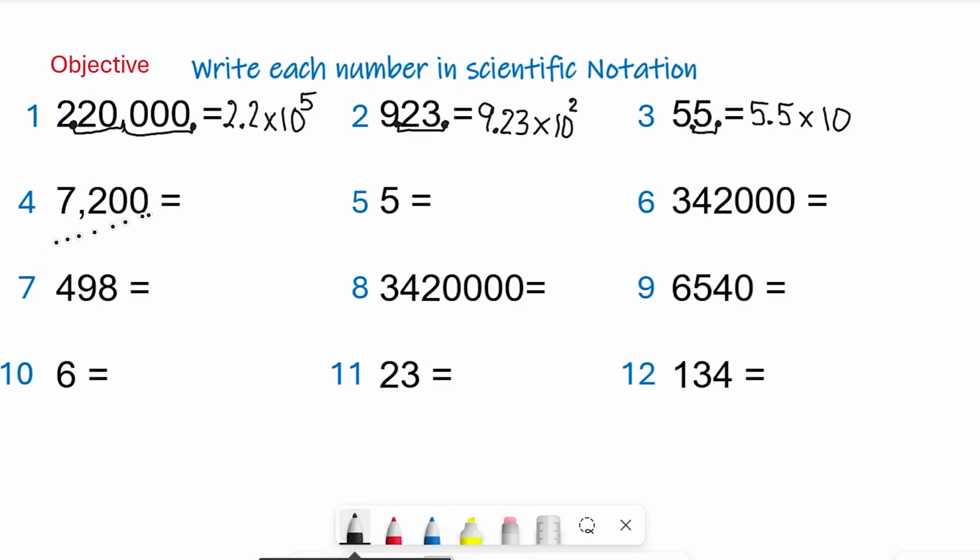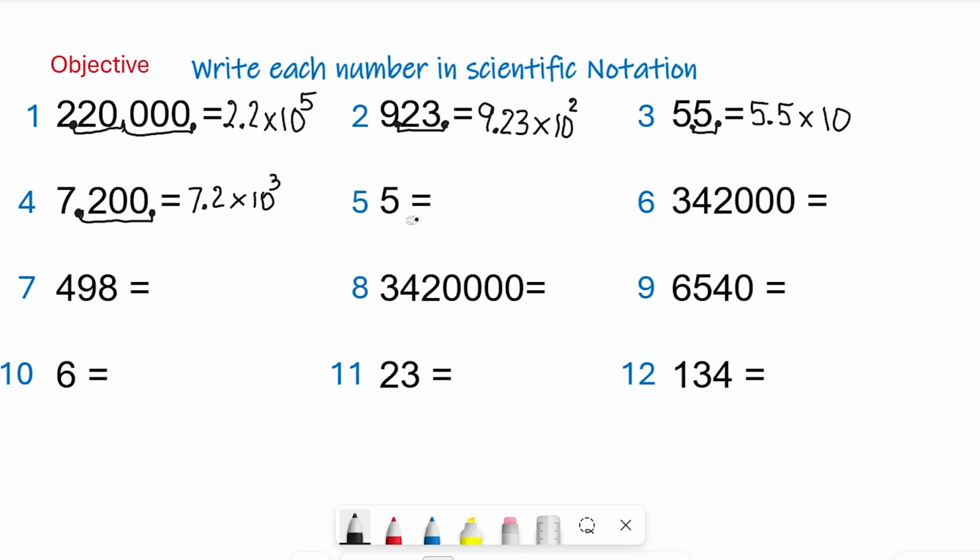And the next one, number 4, you don't see the exponent. The exponent is going to be 1, and I have to move this decimal point so that only one whole number should be in front of it. So that means I have to move it back 3 units. So the answer should be 7.2 times 10 to the third power. Once more, the exponent is positive because this number is greater than 1.